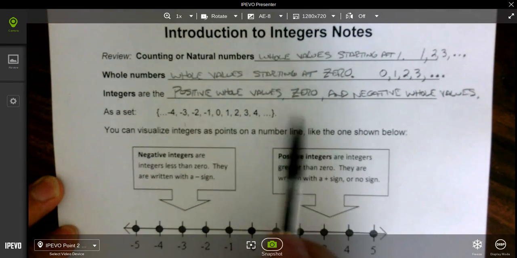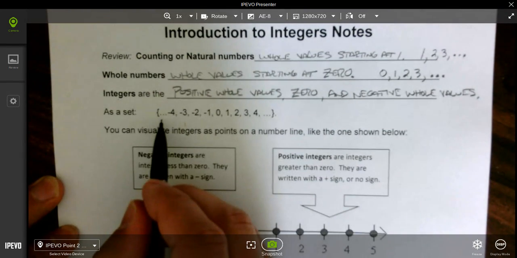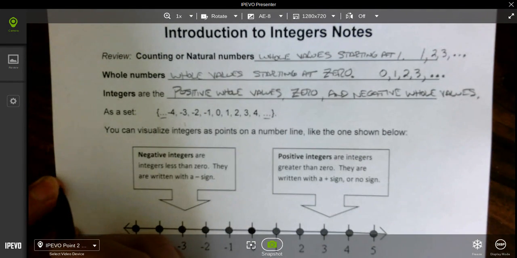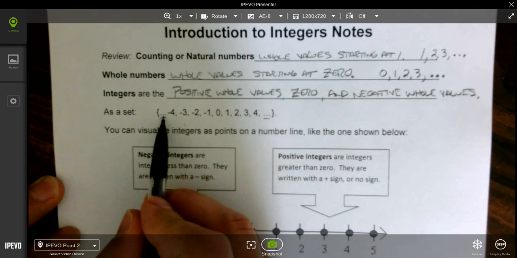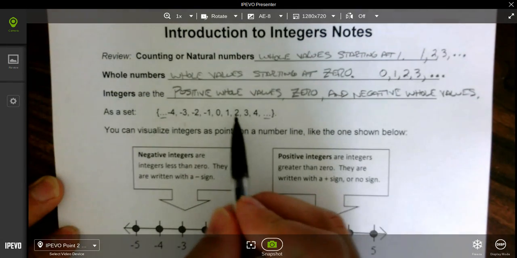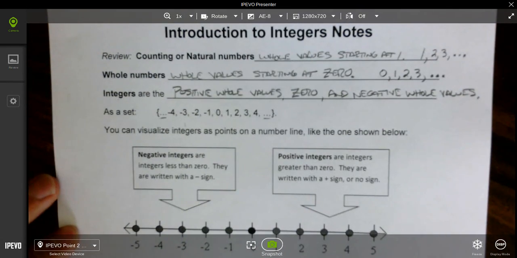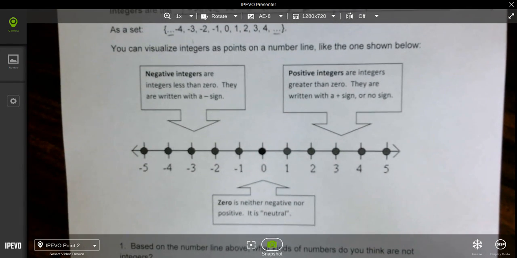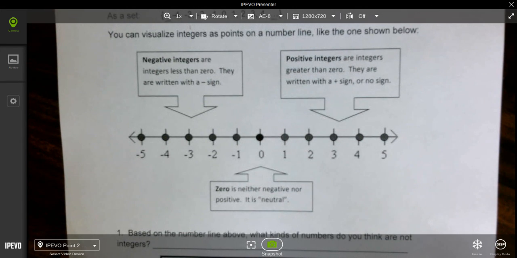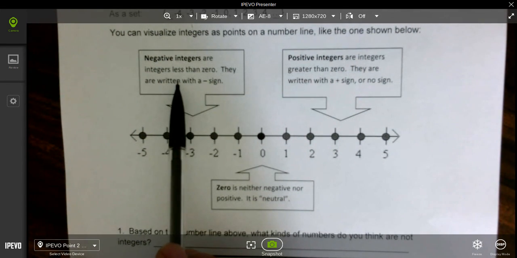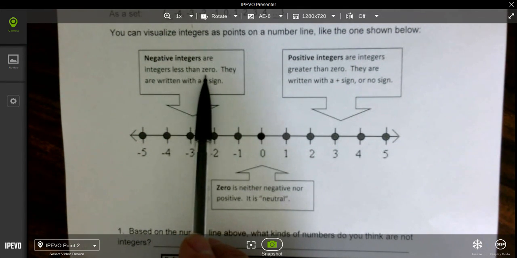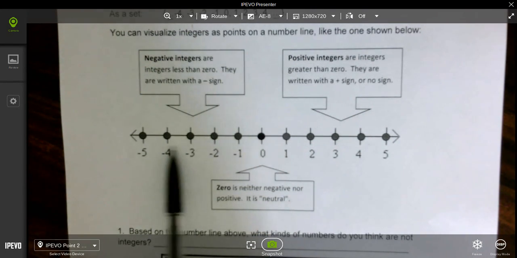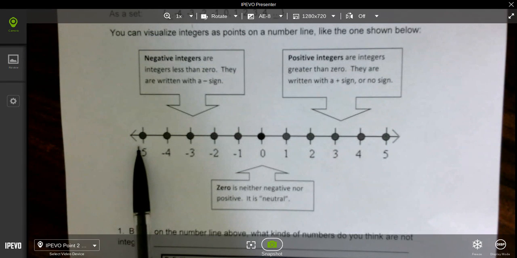And we can see that right here in this set. Notice there are 3 dots on the left-hand side and 3 dots here on the right-hand side, because the integers continue forever in the negative direction as well as in the positive direction. And again, you can visualize integers as points on a number line like we see below. All of the negative integers, these are your integers that are less than 0, are written with a negative sign, and they're always to the left of 0 on your number line.